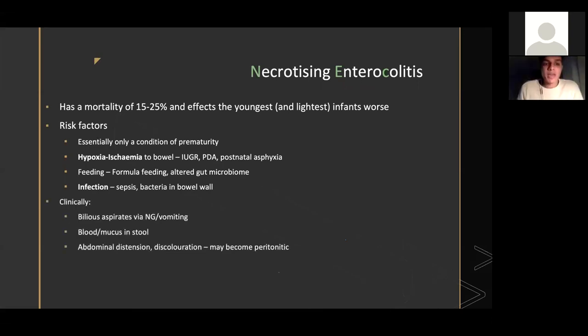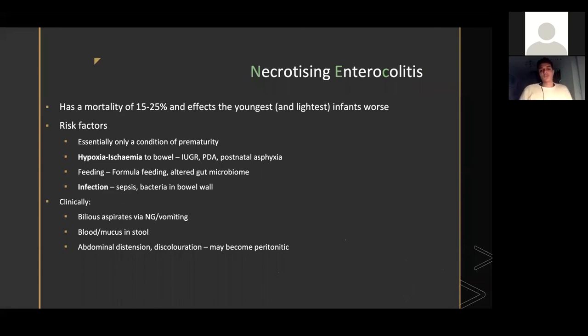Clinically, what are you going to get? You're going to get bilious aspirates via the NG or vomiting, okay? And someone asked in the chat about bilious vomiting. Bilious vomiting basically means you've got vomiting with an upper GI obstruction, or upper GI ischemia, upper GI stricture, or something like that. There's bilious contents which are coming back up. That's all it is. You can get it in adults as well.